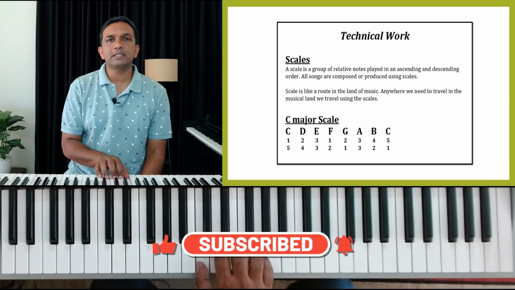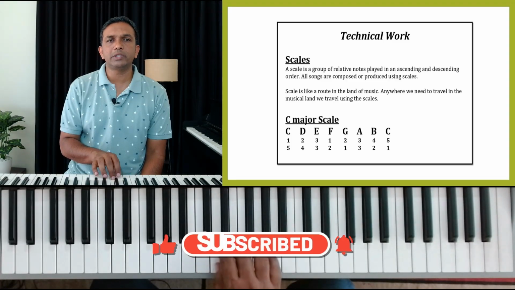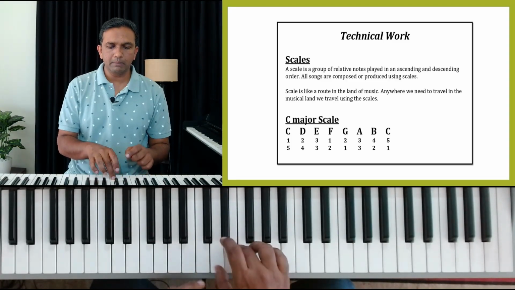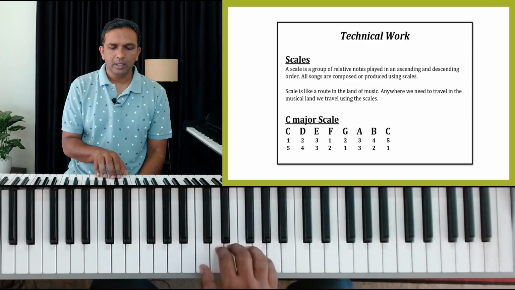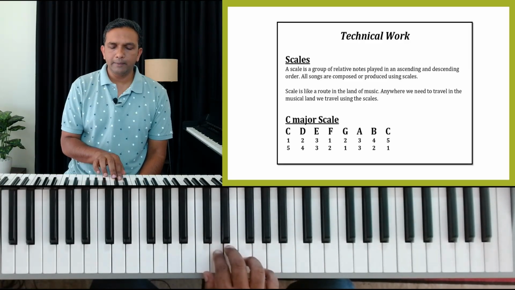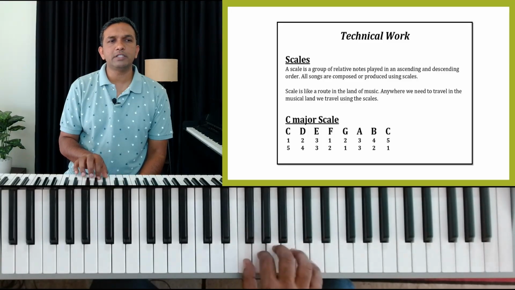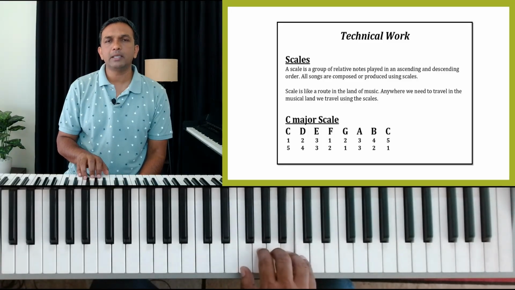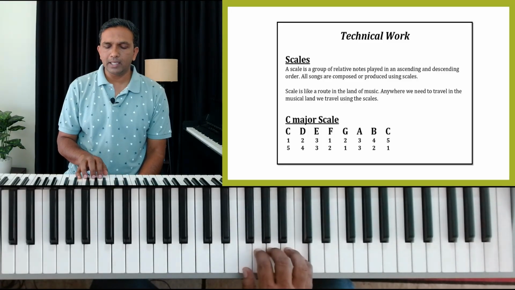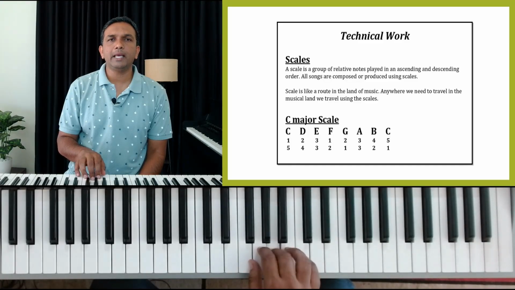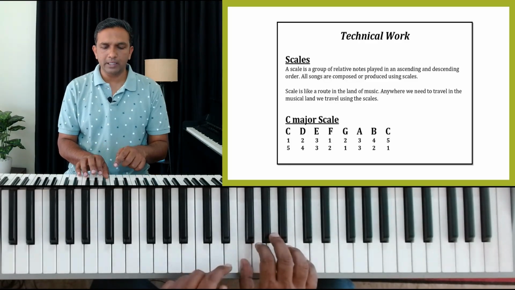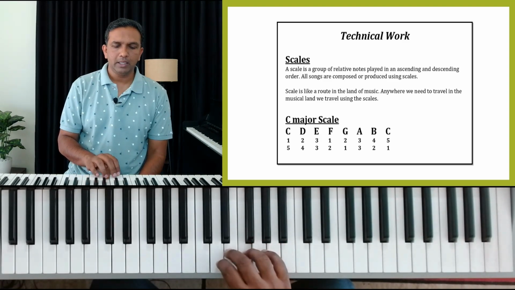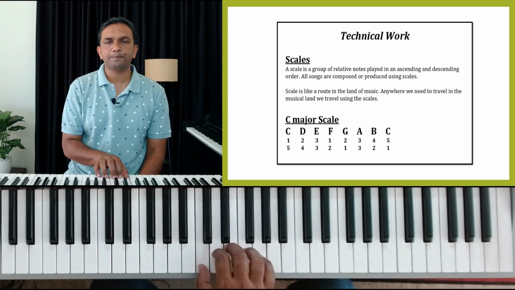Observe the finger numbers. After I play 1, 2, 3, I am going to take my thumb below the third finger and play F. Okay, C, D, E, F, G, A, B, C. While descending, C, B, A, G, F. Now I am going to take my third finger and play above the thumb: E, D, C.